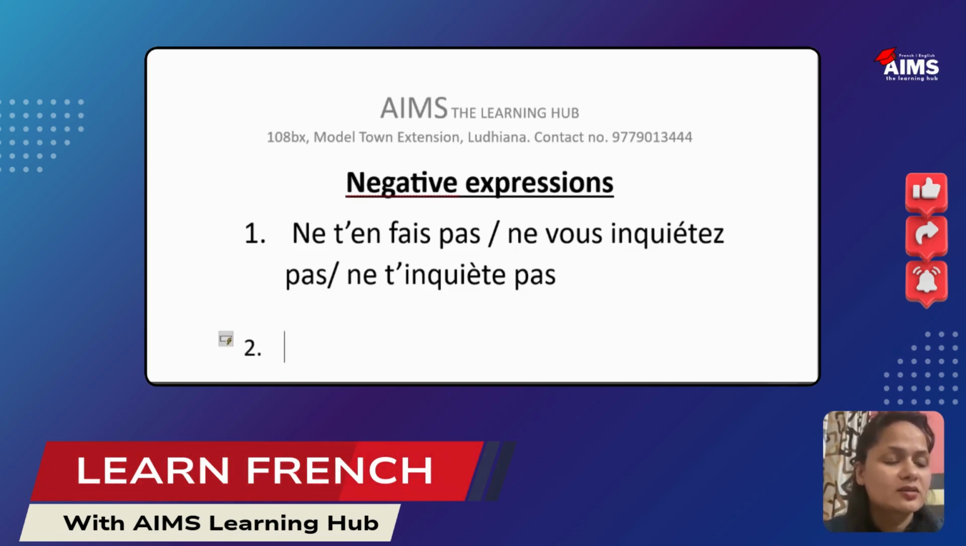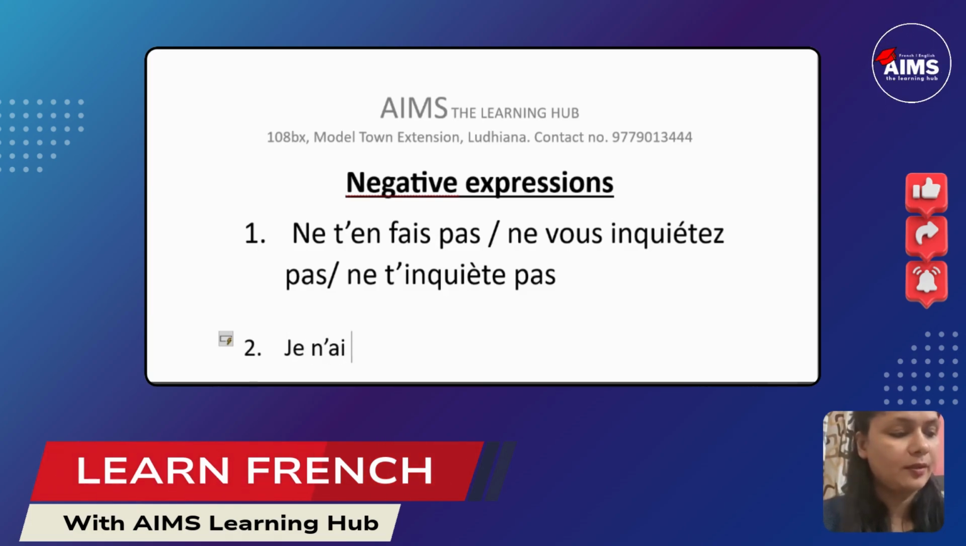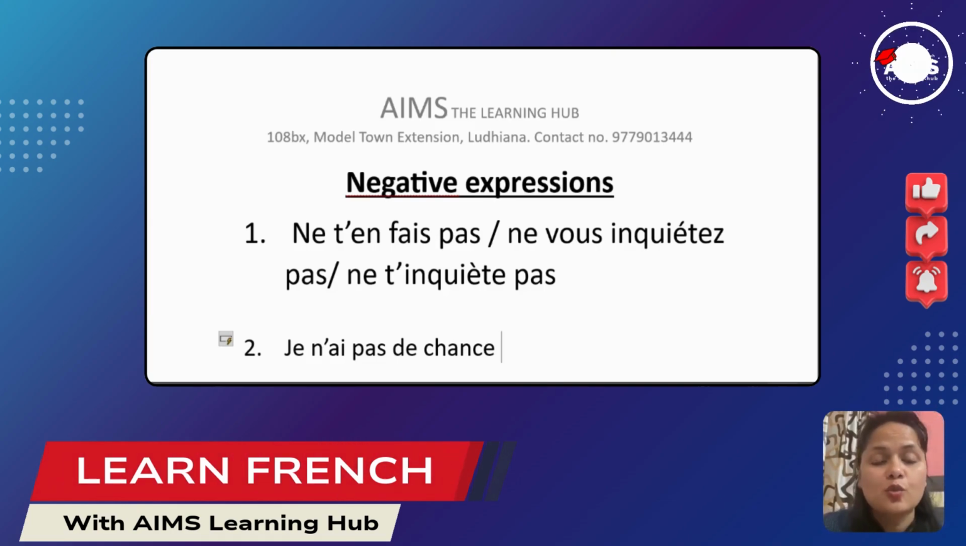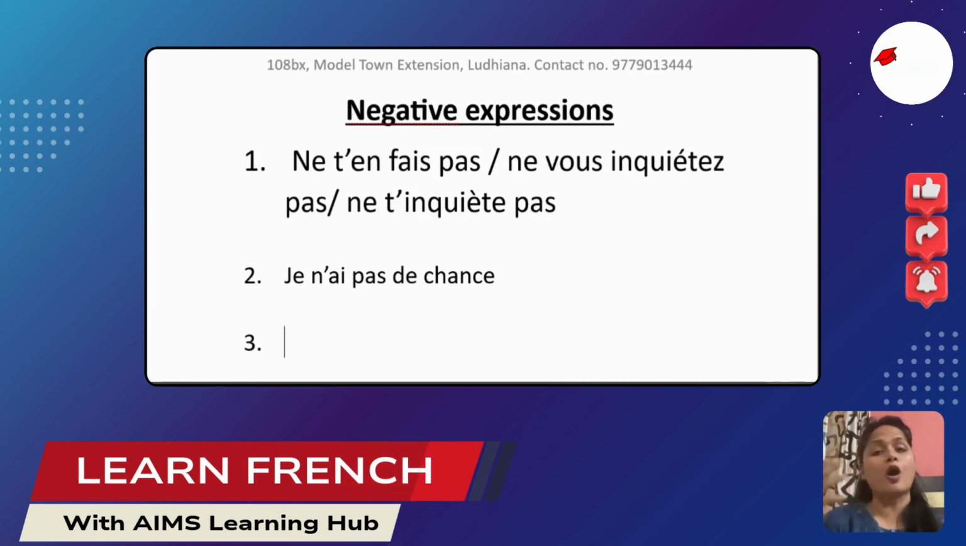The second one is on va dire non, je n'ai pas de chance. Je n'ai pas de chance. This is the expression we can use when you want to say, for example, I am doing a lot of work to clear my test. Unfortunately, I'm not getting the desired results. Then what we say, I am not lucky. I am out of luck. I don't have luck. Je n'ai pas de chance. So this is the expression you can say when you are out of luck.